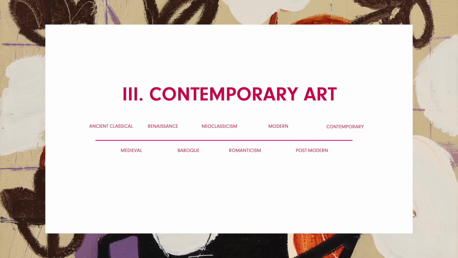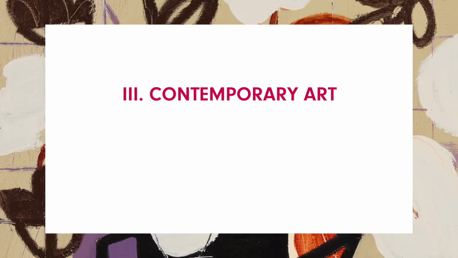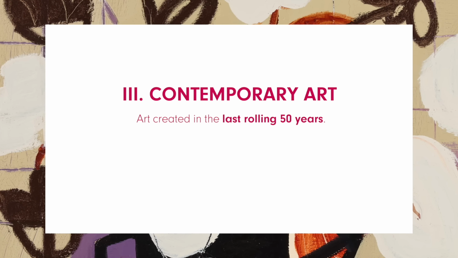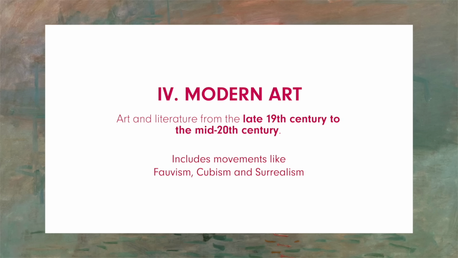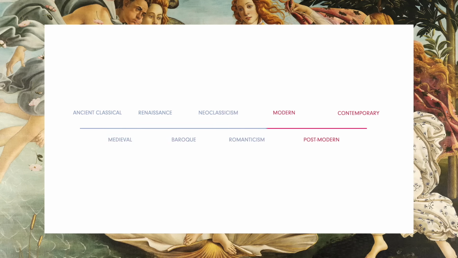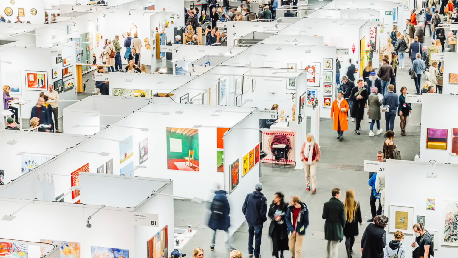Now we're getting into time periods. Contemporary art refers to art created in the last rolling 50 years, usually by living artists. Don't confuse it with modern art, which came earlier. Today, that's roughly from the 1860s to the 1960s. For anything earlier, you might want to look elsewhere because art fairs tend to be more recent.